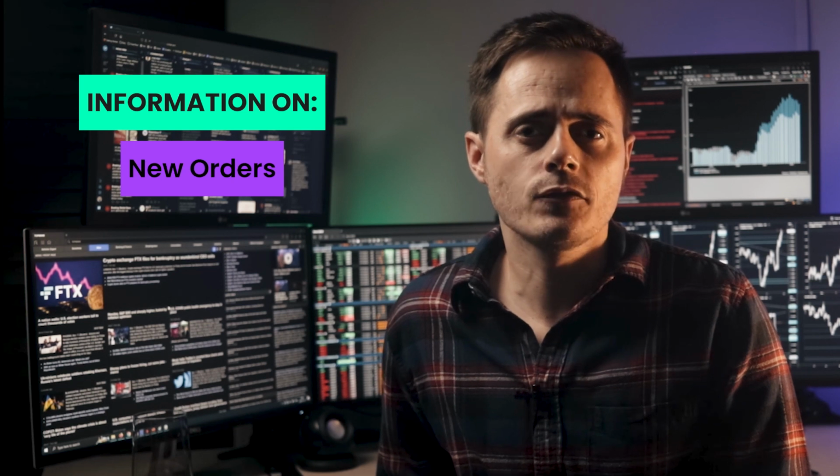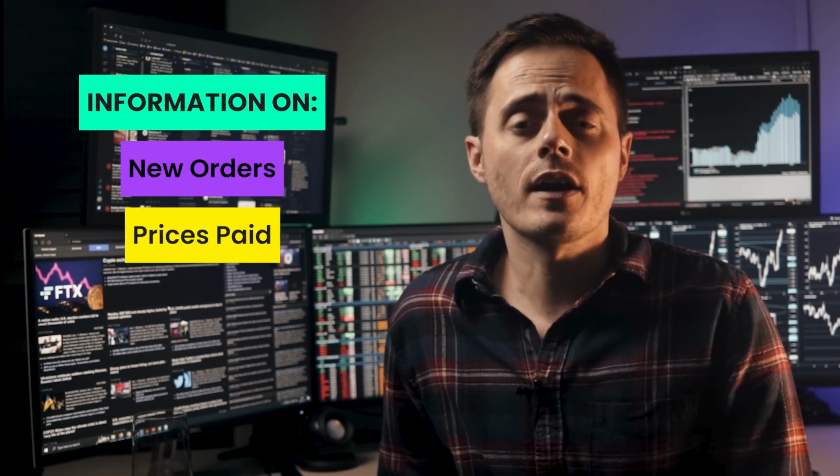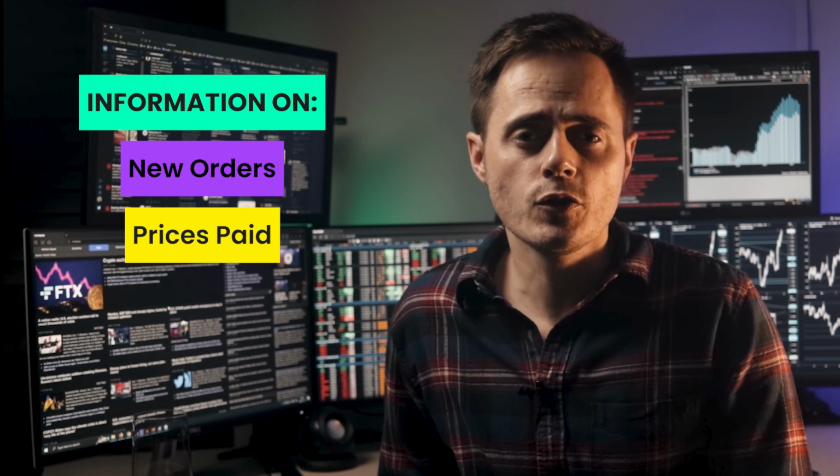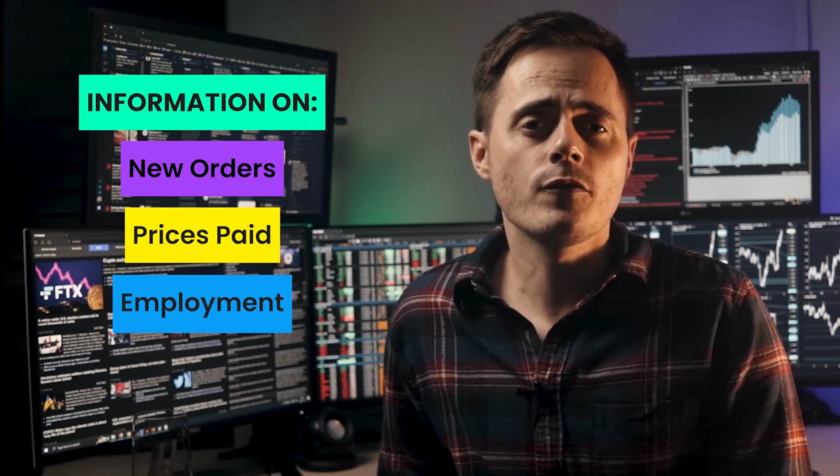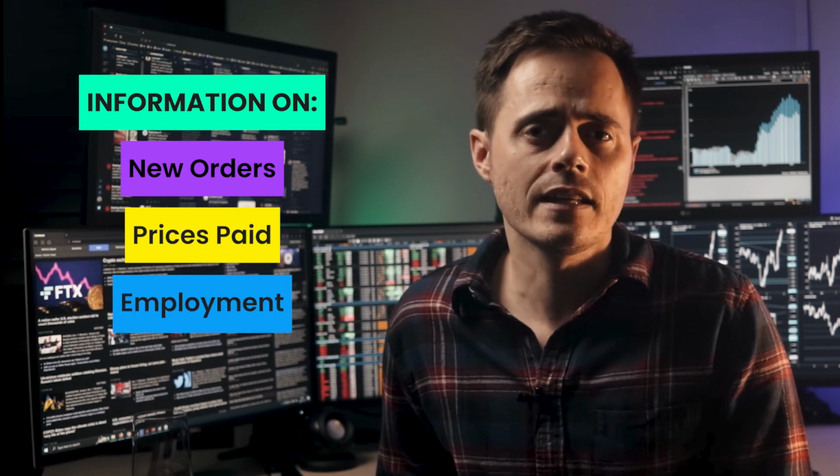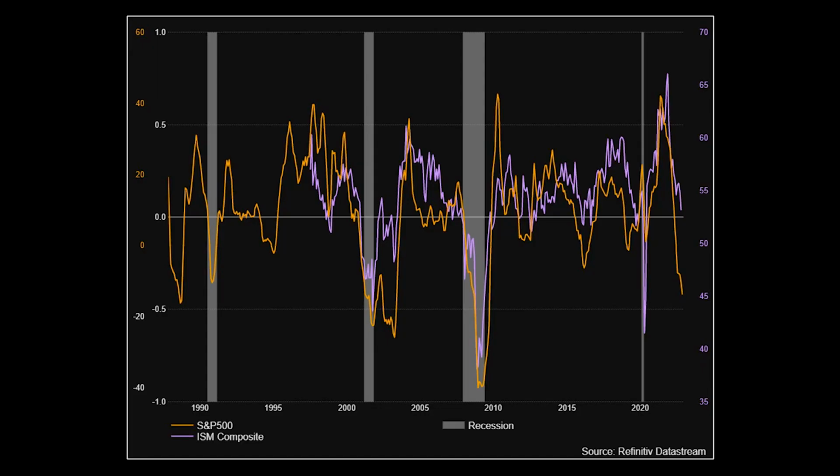We get info on new orders, which is a good leading indicator for production. We get info on prices paid, which is a good input for future price pressures. And we get info on employment, which is a good leading indicator for future labor market changes. Now once again, notice how big swings in the ISM composite, which is just a weighted composite of both manufacturing and services, lead both recessions and recoveries.